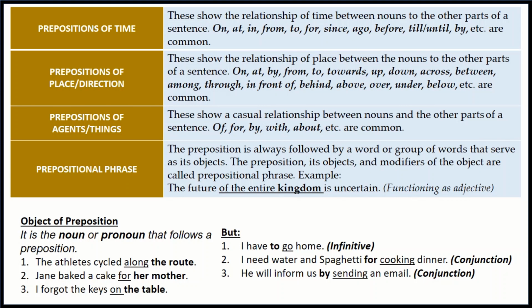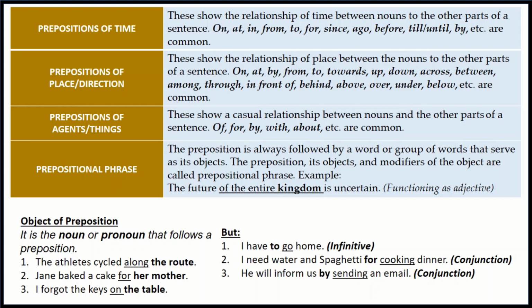I need water and spaghetti for cooking dinner. So for, it's a conjunction because after that there is a verb. Although for is a preposition, in this sentence it's a conjunction. Similarly, he will inform us by sending an email. By, it's a conjunction over here.